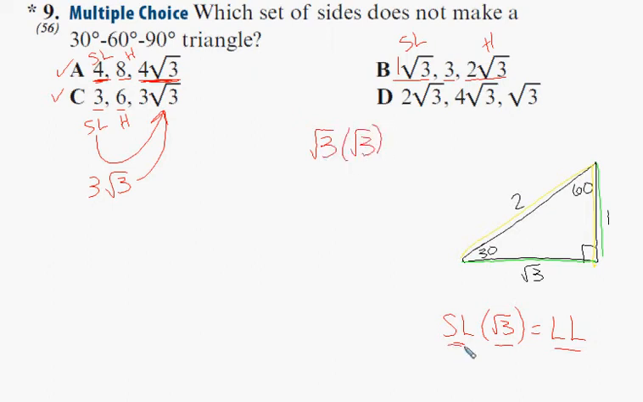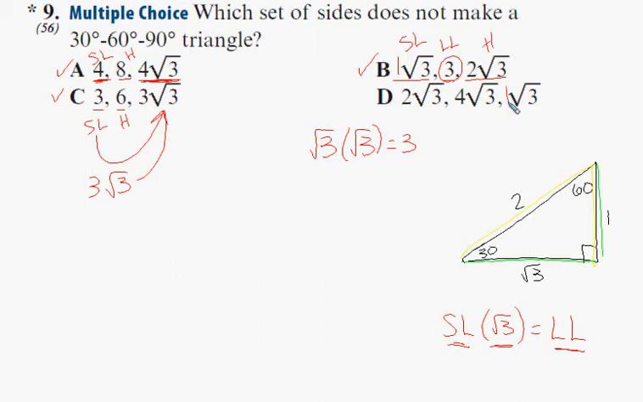Let's check it out. Square root of 3 times the square root of 3, right? Because isn't that what we said? The short leg times the square root of 3 will give us the long leg. So square root of 3 times square root of 3 is equal to 3. What do you know? Here's our long leg. So this is also a 30, 60, 90 triangle. Well, now we can know that D is the correct answer because we've eliminated all the other options. However, I want us to talk through this one so that you learn a little bit more.